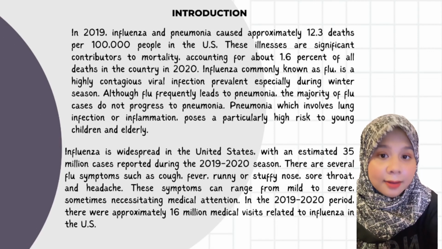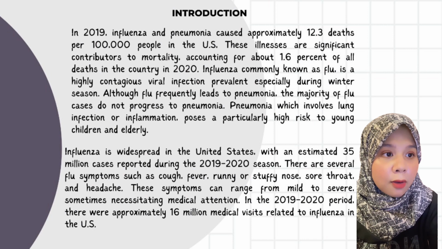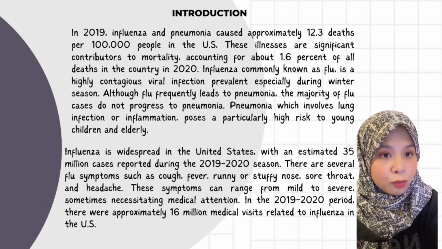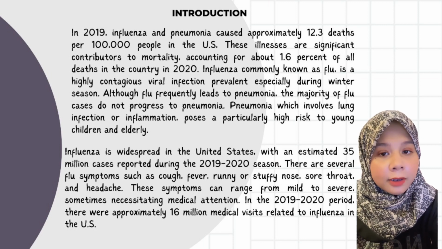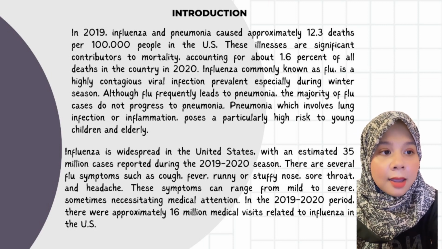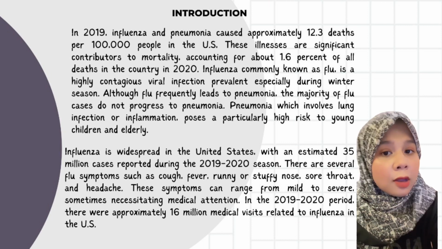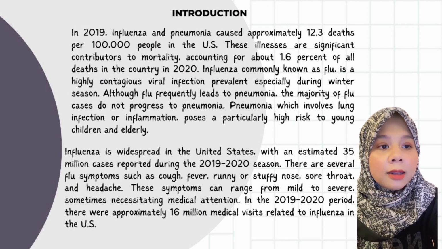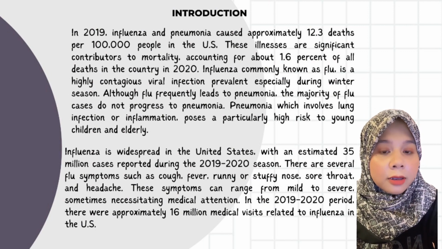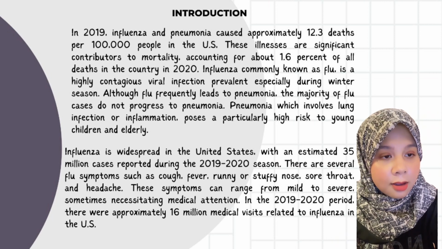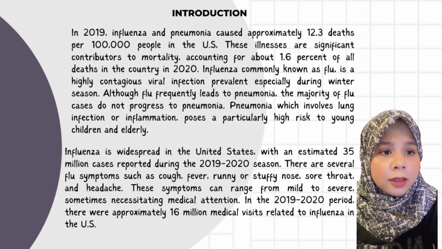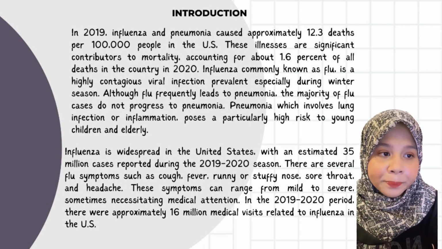In 2019, influenza and pneumonia caused approximately 12.3 deaths per 100,000 people in the US. These illnesses are significant contributors to mortality, accounting for about 1.6% of all deaths in the country in 2020. Influenza, commonly known as flu, is a highly contagious viral infection, prevalent especially during winter season. Although flu frequently leads to pneumonia, the majority of flu cases do not progress to pneumonia.